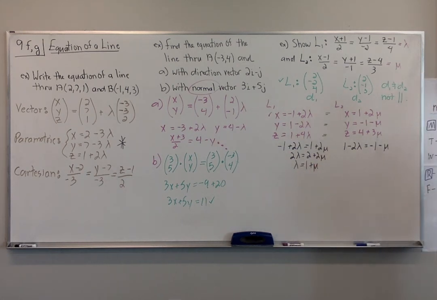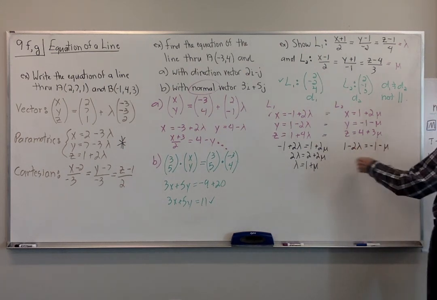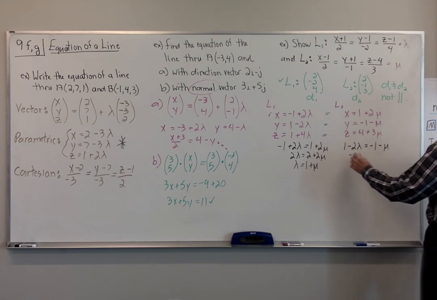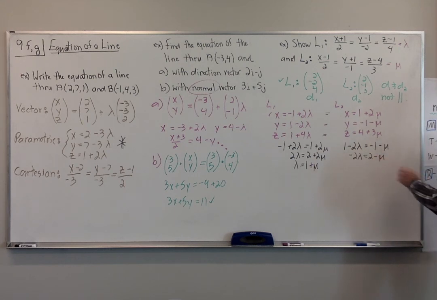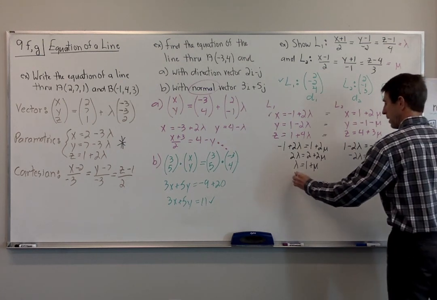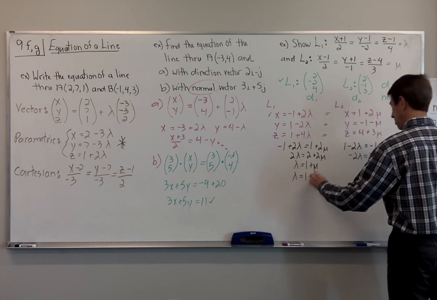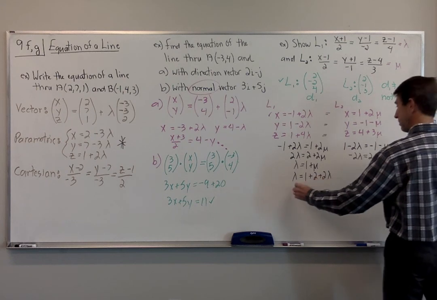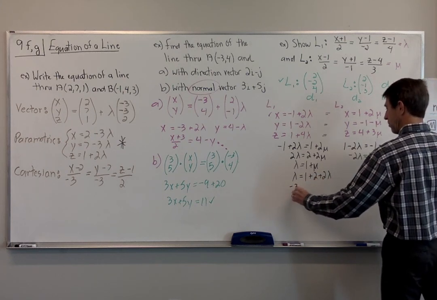Double check my work, because I'm trying to hurry so this video isn't too long. In this case, I just have -2 lambda equals 2 minus mu. So a couple ways to write that. I could say that that means mu is going to be 2 plus 2 lambda. So I'm just using substitution. So if that's what mu is, we have lambda equals 1 plus 2 lambda. So -3 equals lambda.